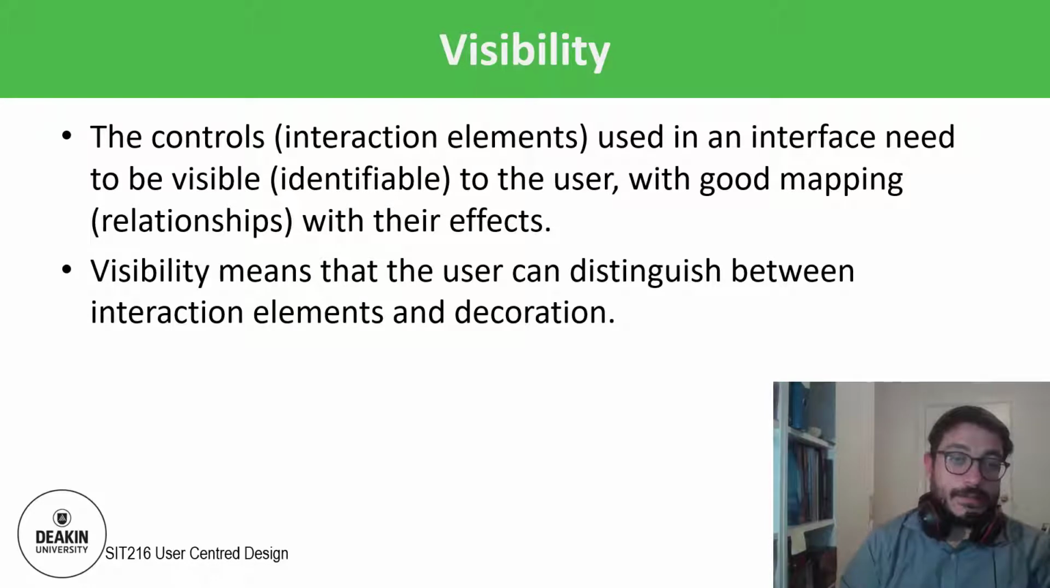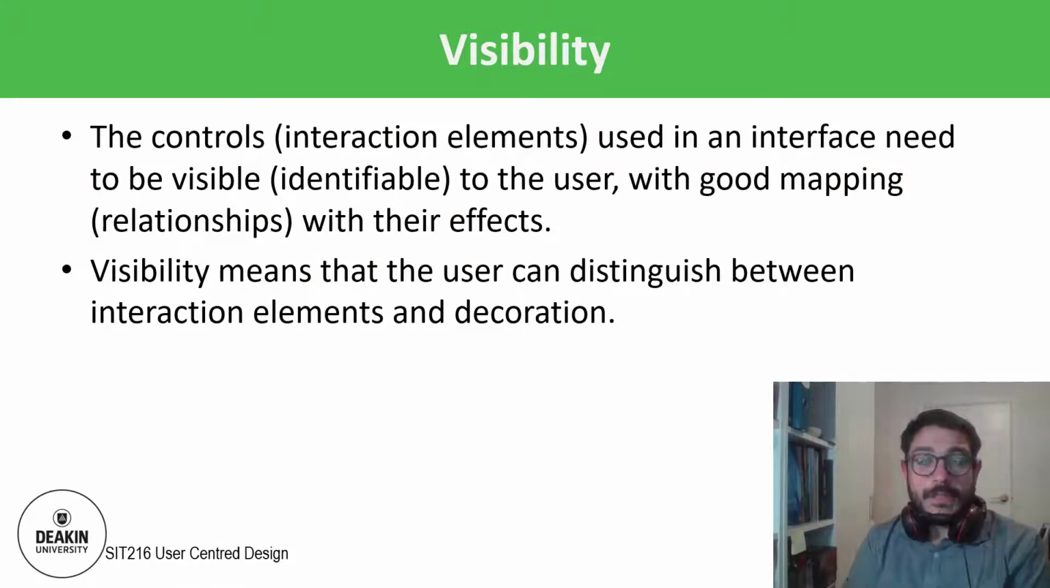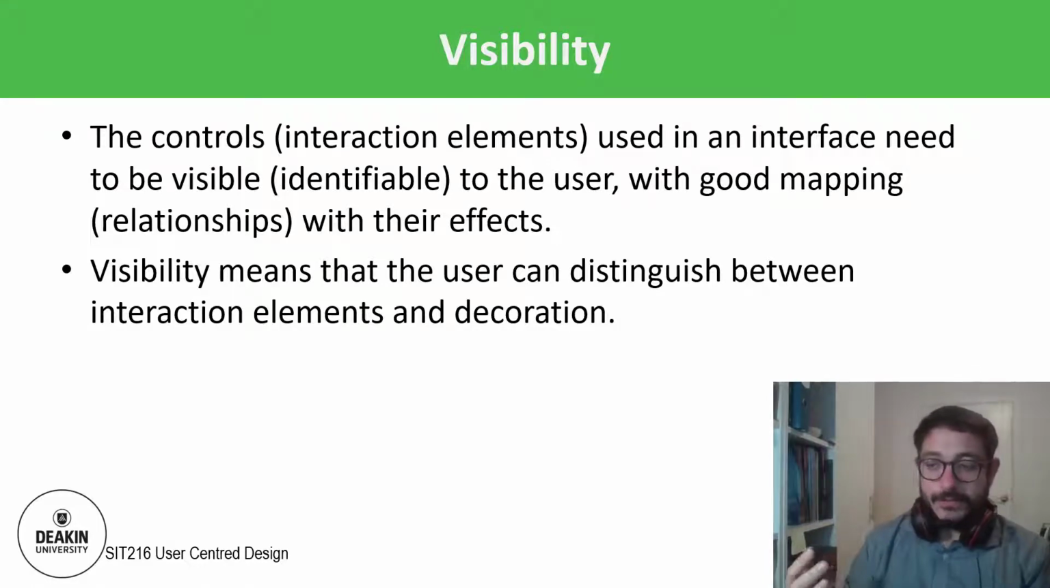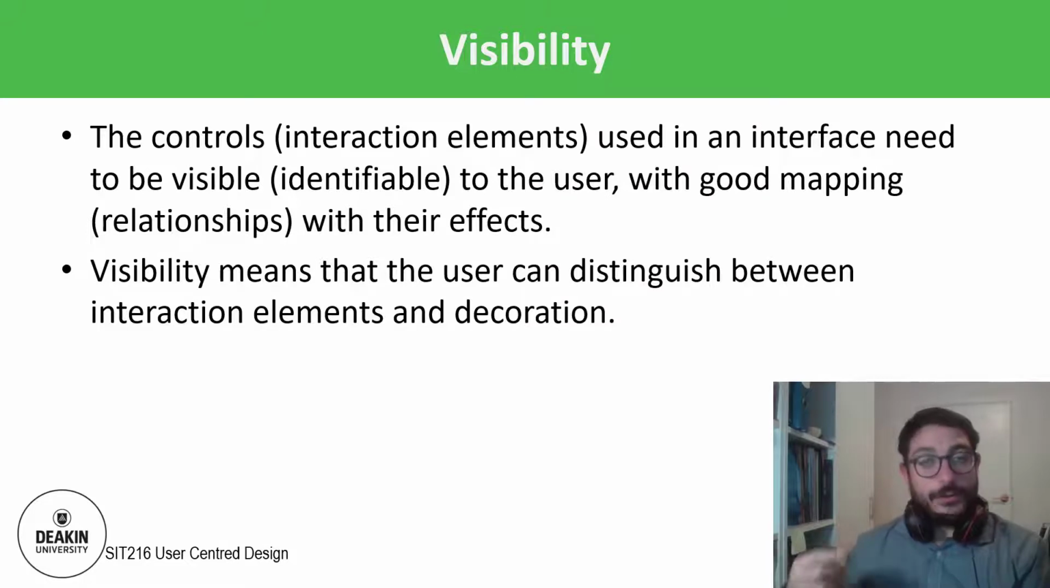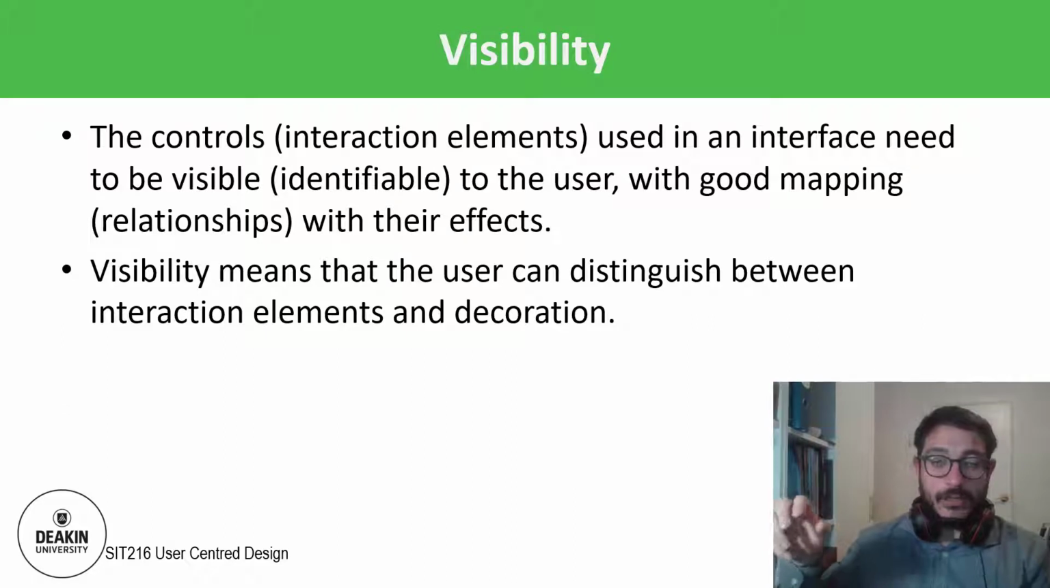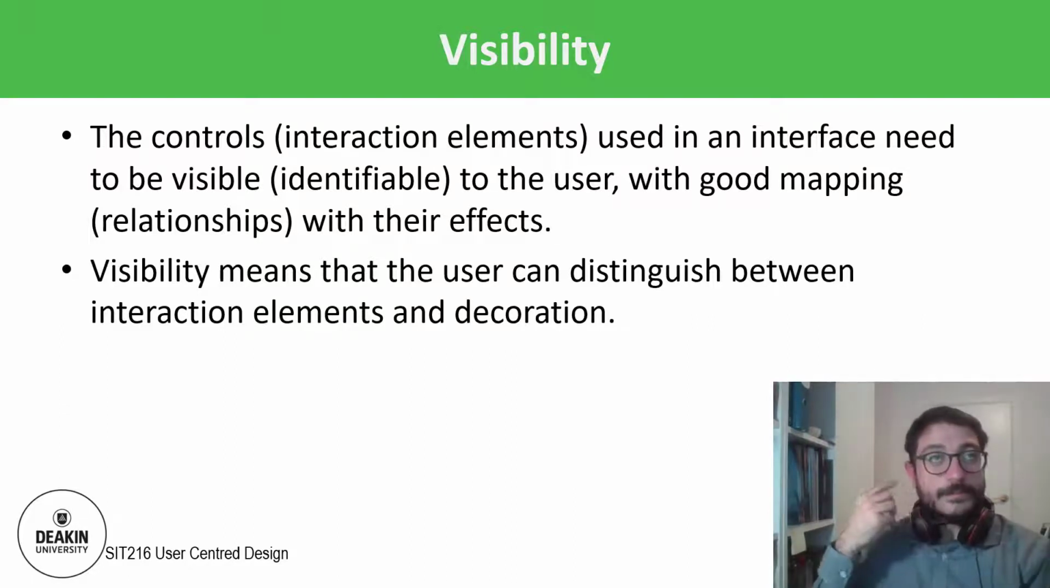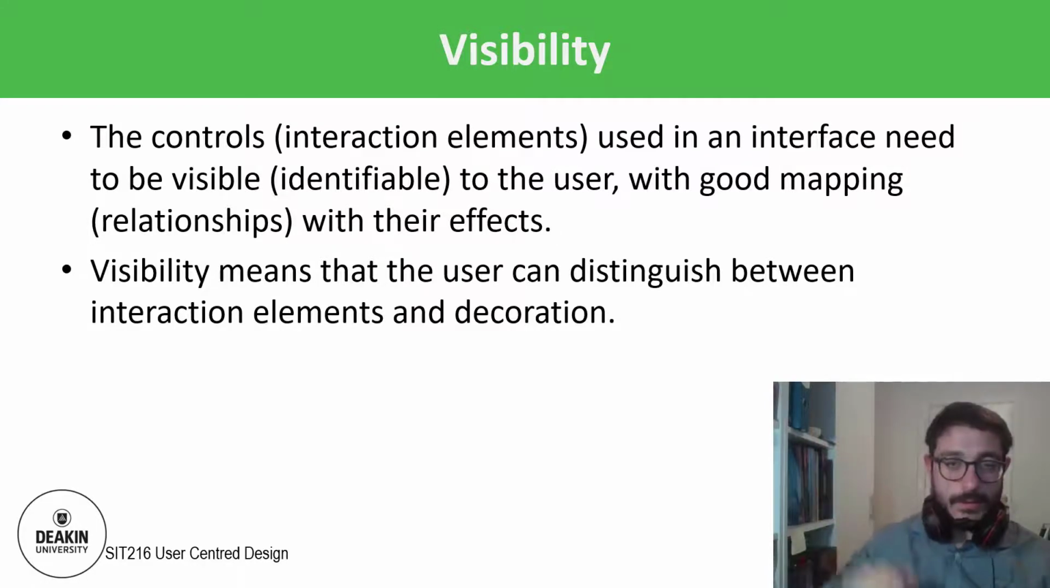The controls, which are the interaction elements used in an interface, need to be visible. They need to be identifiable to the user, with good mapping relationships to their effects. The photocopy machine has the big green button, possibly with a start or photocopy icon on it. Visibility means that the user can distinguish between interaction elements and decoration. Once again, the big green button. You go to the photocopy machine, you just look around, you see it, click, done.